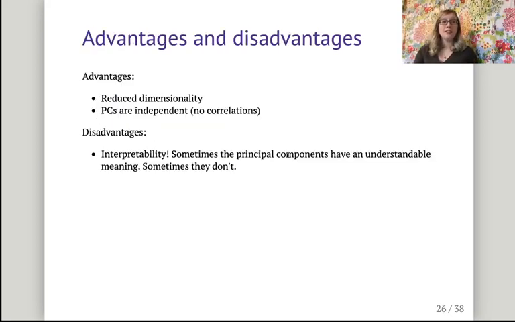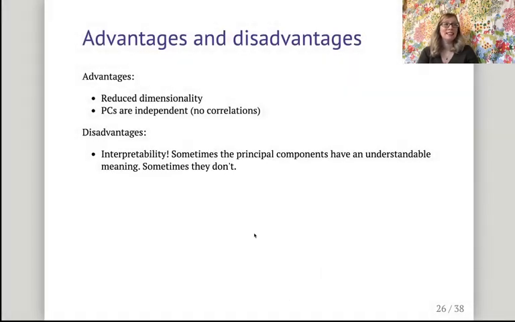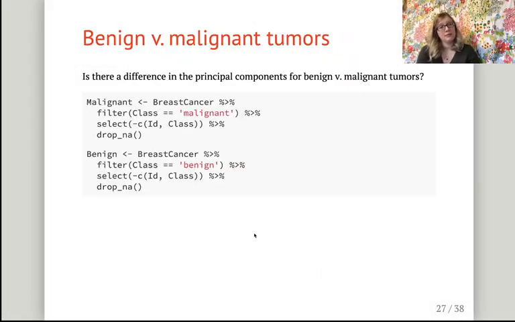So what are some advantages of principal components? First, there is reduced dimensionality. We have a much simpler data set. You'll have to excuse me, I dropped my pointer. Second advantage, the principal components are independent. There's no correlation between these. So if you're working with a method that requires your input variables to be independent, principal components can really buy you that. Another major advantage here is interpretability. Sometimes the principal components have an understandable meaning, and sometimes they really don't.